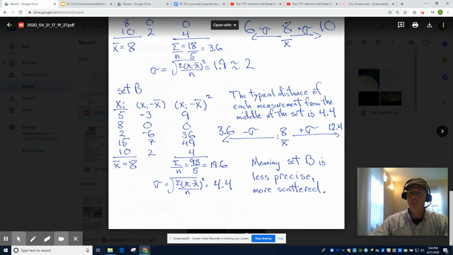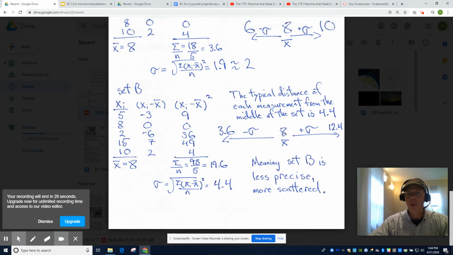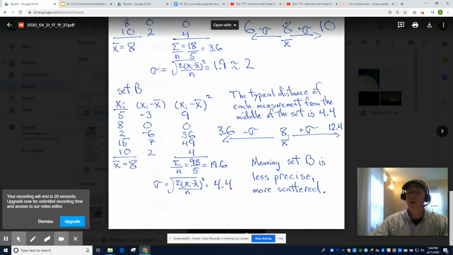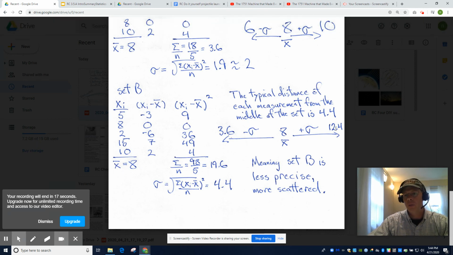So that means typically set B bounces around the average. 4.4 above 8 is 12.4, and 4.4 below 8 is 3.6. So most of the measurements lie in between 3.6 and 12.4.